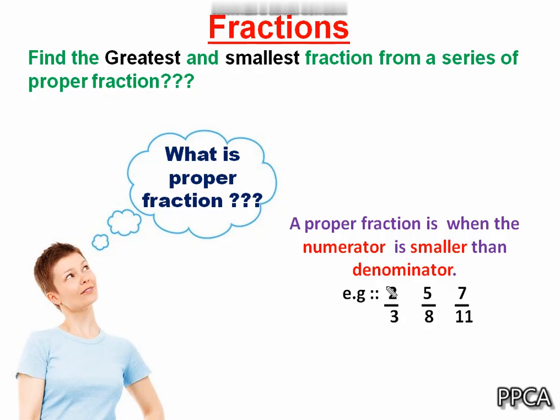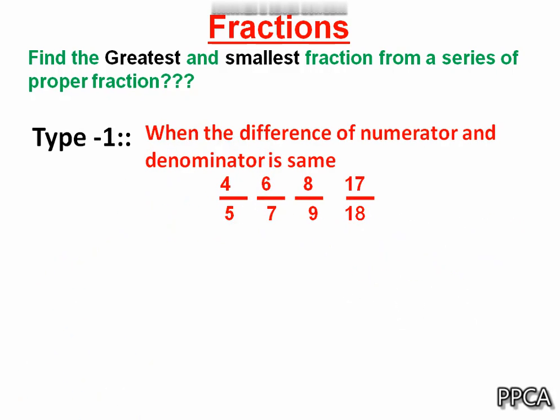So when this happens, we can say that the fraction is a proper fraction, and an improper fraction is just the opposite of a proper fraction. That means the numerator is greater than the denominator. So we understand what a proper fraction is. Now we want to calculate the greatest and the smallest fraction from a series of proper fractions.